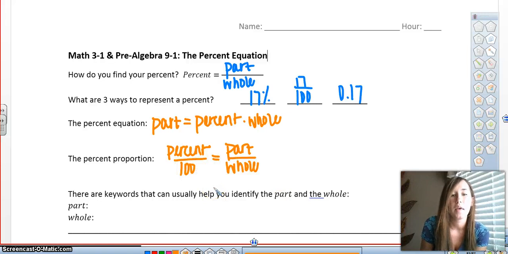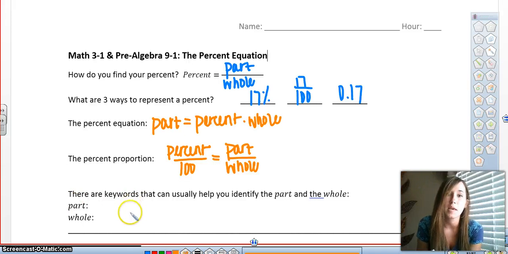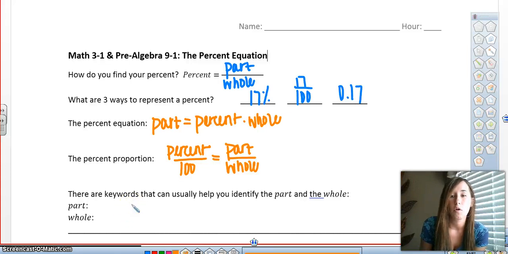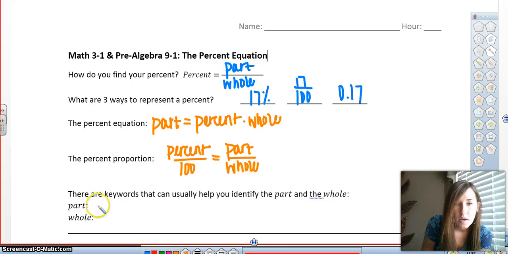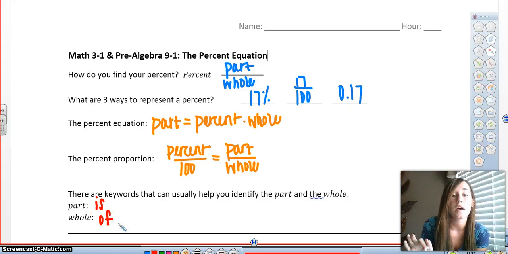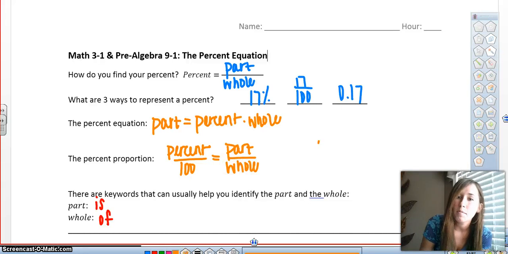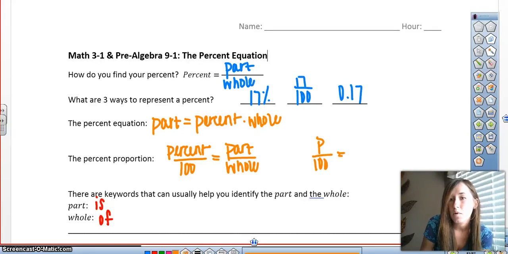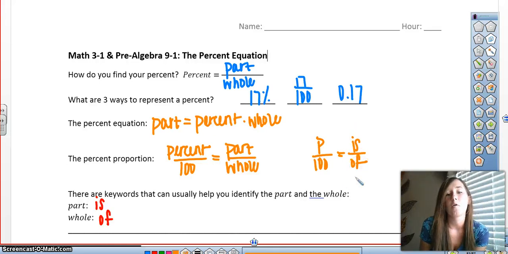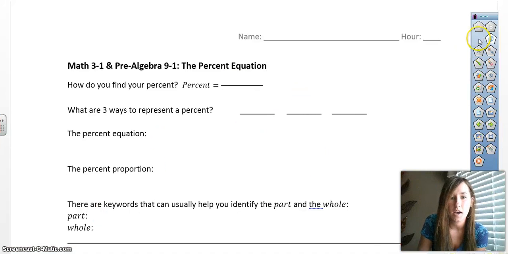Now, there are key words that we're going to see as we work with percent problems, and this will make more sense when we get there, that can help us identify what's the part and what's the whole. And those keywords are is and of. And we'll see that whenever we get to some examples. But that also kind of means that when we talk about this percent proportion, a lot of people will say P over 100, P standing for percent, equals is over of, since is a keyword for the part and of is a keyword for the whole. All right, let's look at our lesson.